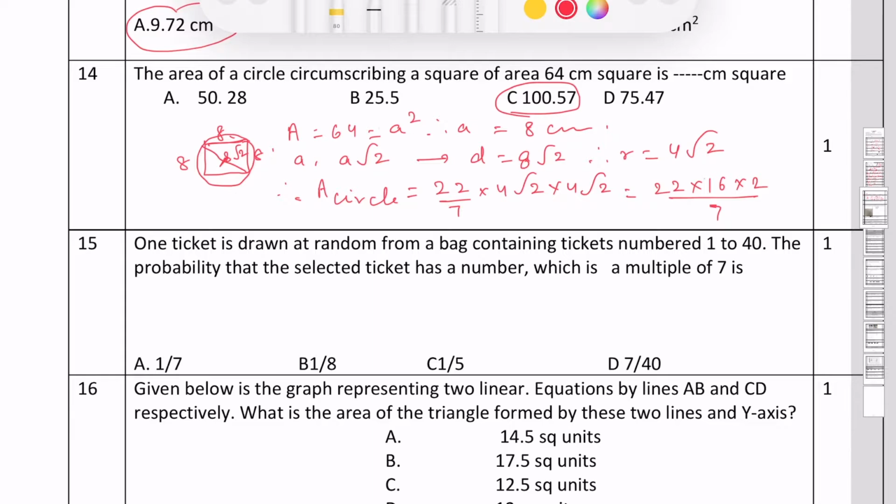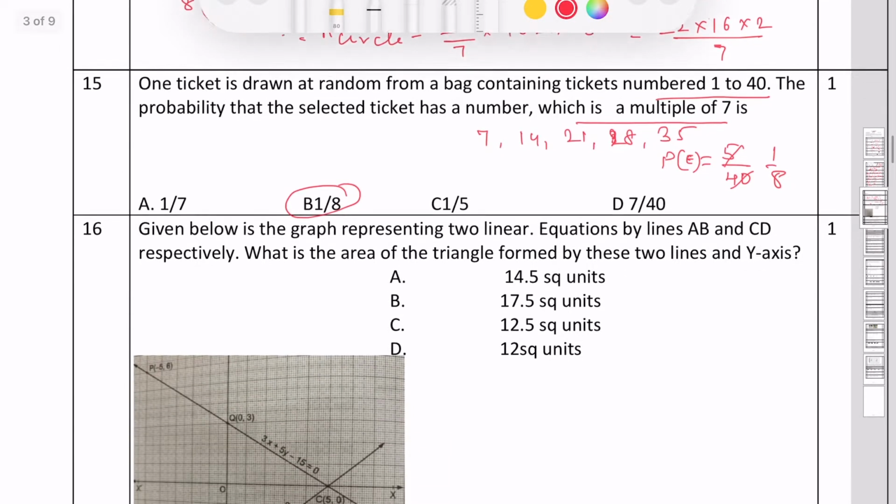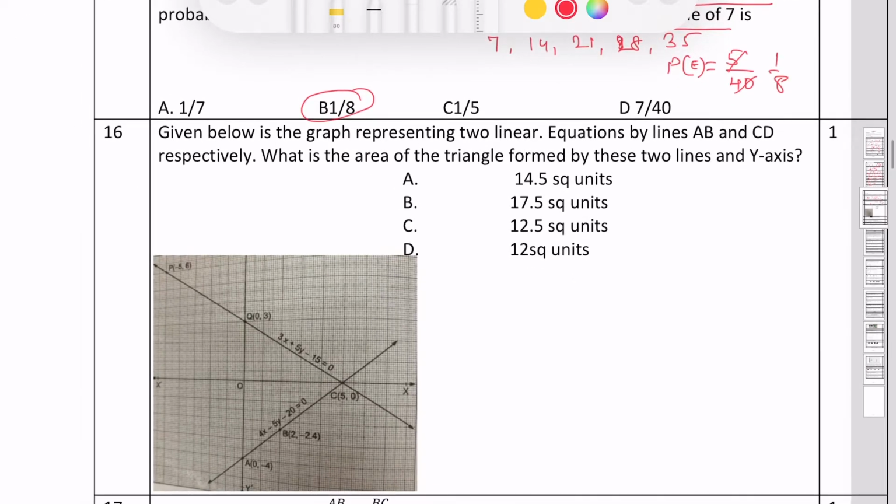Question number 15. Numbers from 1 to 40 and a ticket is drawn. We have to select a ticket that is a multiple of 7. So what are the outcomes? 7, 14, 21, 28, 35. So we have 5 outcomes. So what is the probability? That is 5 by total 40. So it is 1 by 8. B option is correct.